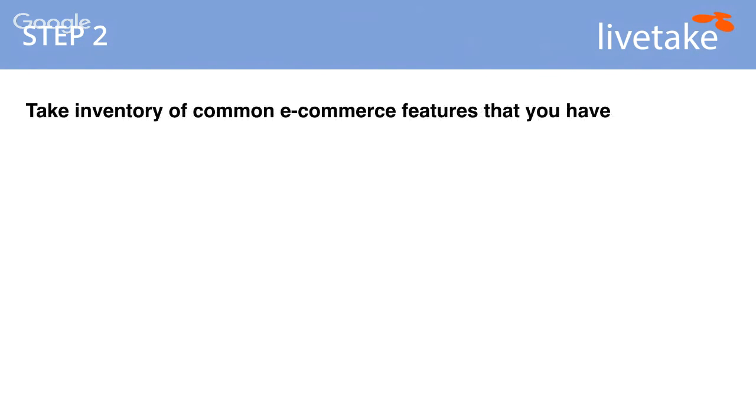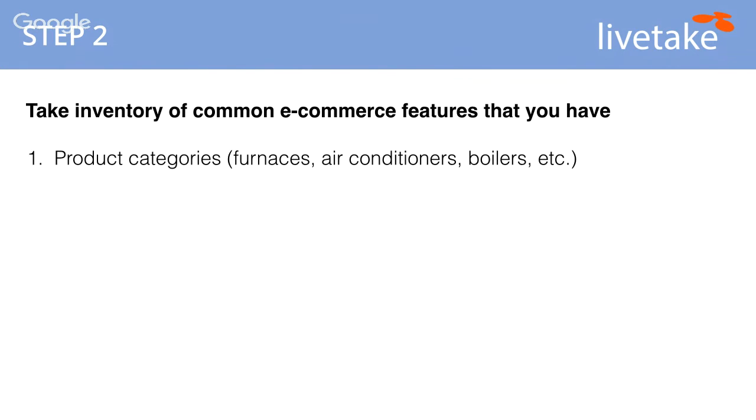Now it's sales. Step number 2 is to take inventory of common e-commerce features that you currently have. Let's look at what an e-commerce site has that you probably already have, which I know you already have with your organization today. So product categories, right? If I go to IKEA, they have coffee tables, bedroom sets, all those categories. You've got those categories, and you sell furnaces, air conditioners, boilers, etc. You get the gist. So you've got product categories.